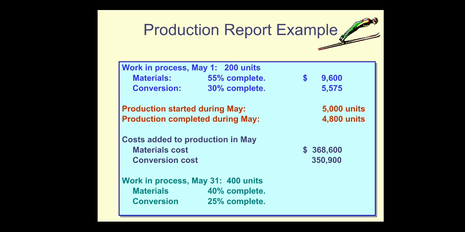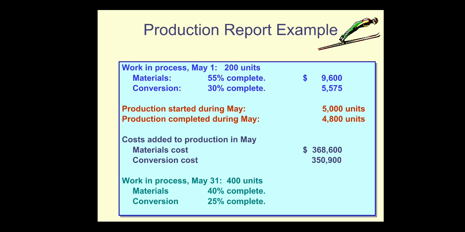First, you are given data at the beginning of the month. In this example or sample, it is the month of May. Work in process in the month of May is 200 unit. That is work in process beginning, 200 units. In terms of material, 55% complete. Conversion, 30% complete.